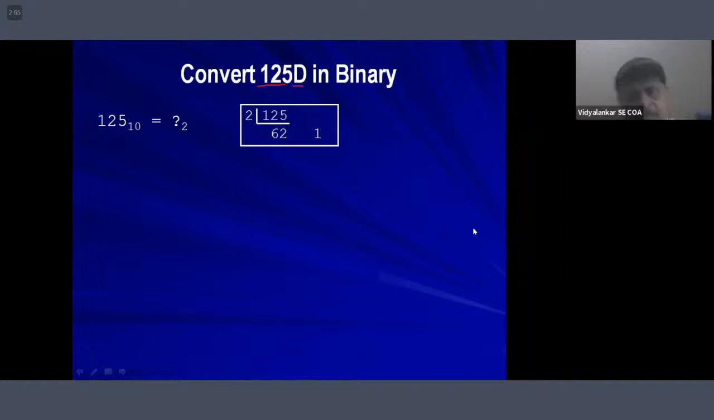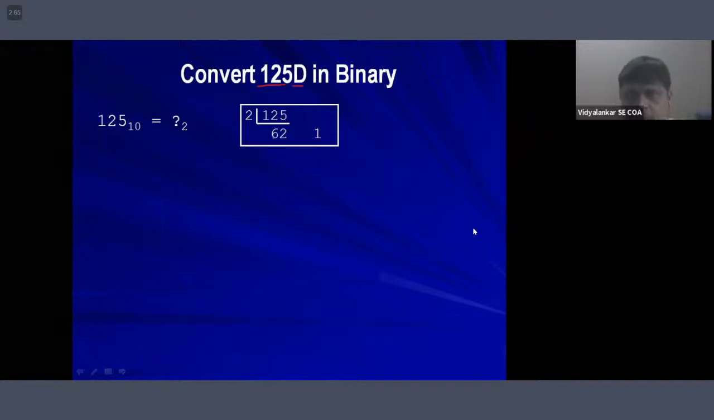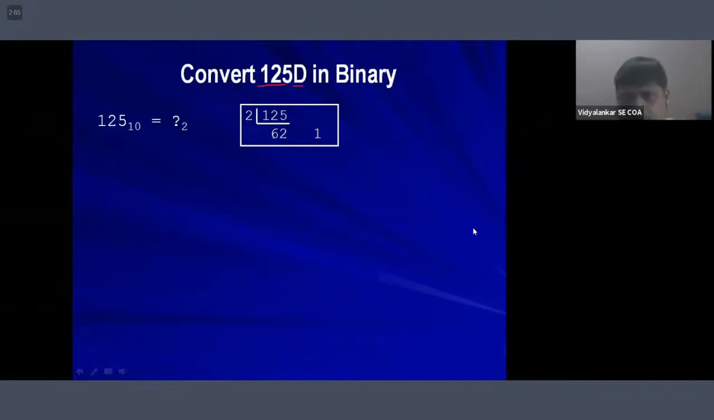I already said, let's apply. 125 is my decimal number. Start division by 2. Now if you divide 125 by 2, you get quotient 62 and remainder 1, because 62 into 2 is 124 and 125 minus 124 is 1. Okay. Divide 62 by 2. Observe it. If you divide 62 by 2, then my quotient is 31 and my remainder is 0.